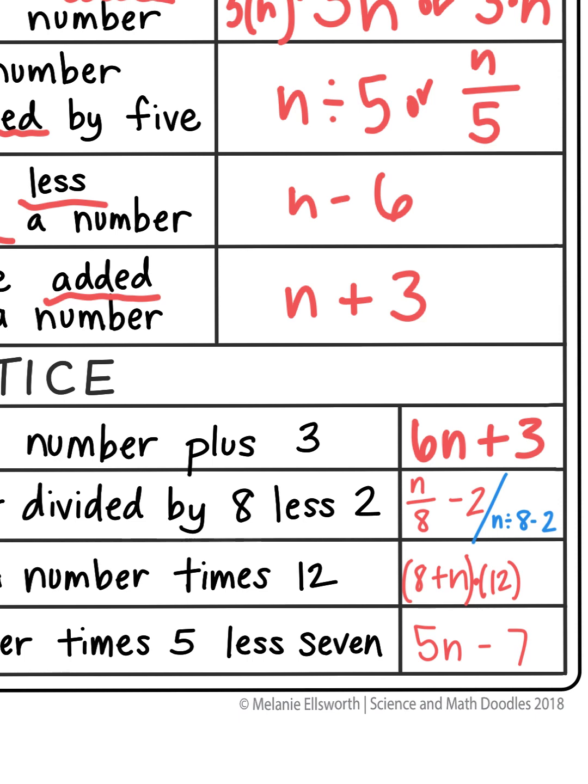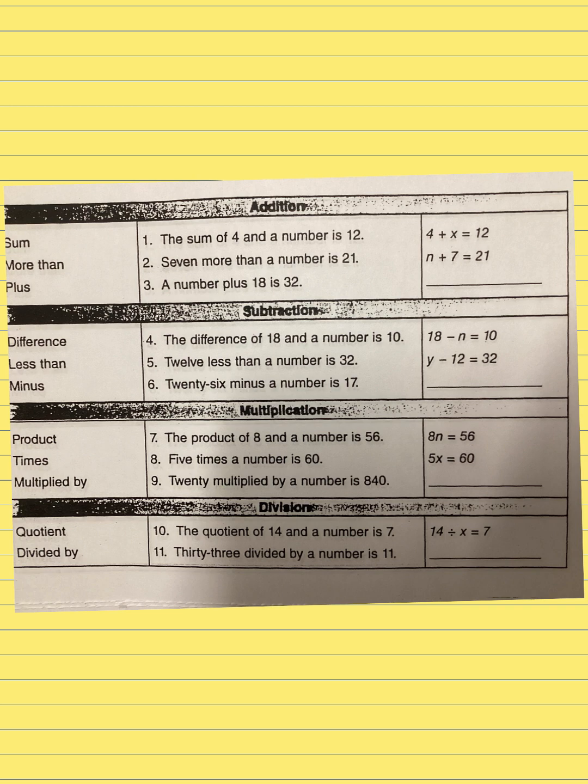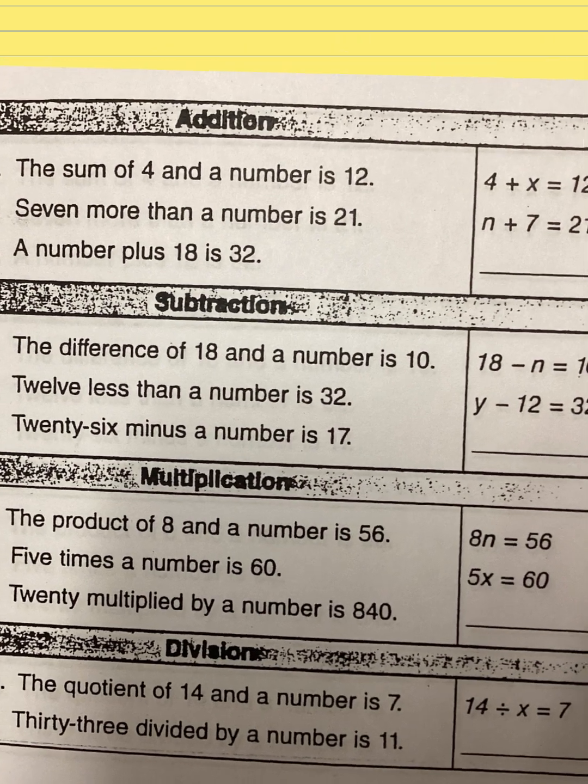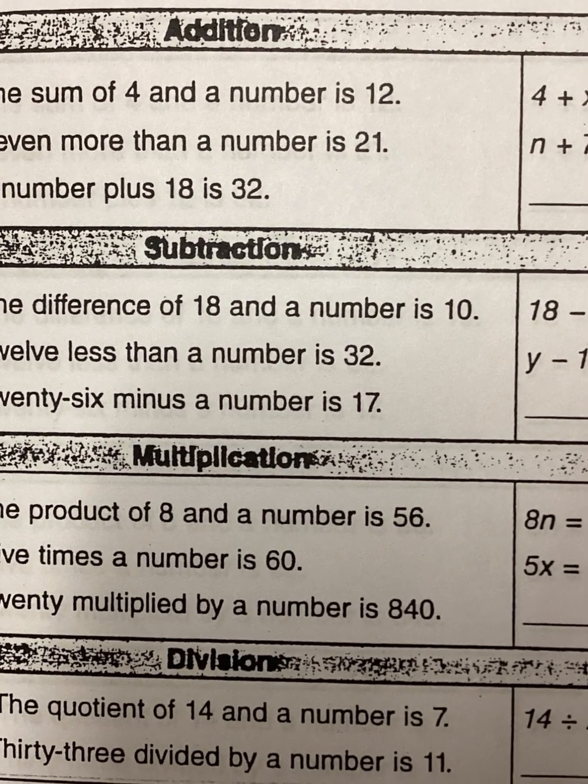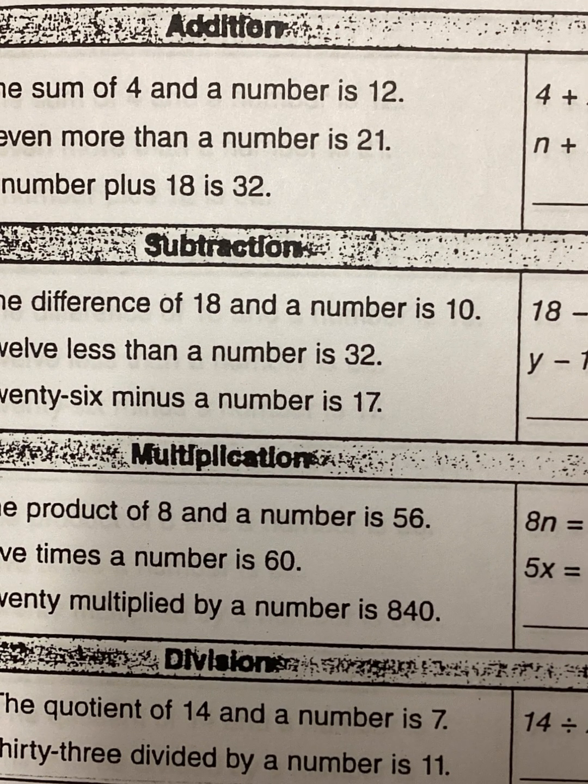Okay, let's look at the next page. It's like a little half sheet. It looks like this. Let me make it bigger. Okay, so these have a lot of examples. The first section is all addition, and if it's an addition problem you might see things like sum, more than, or plus. So the sum of 4 and a number is 12. Notice that they used x this time for my variable. So 4 plus x equals 12. That's what that would look like.